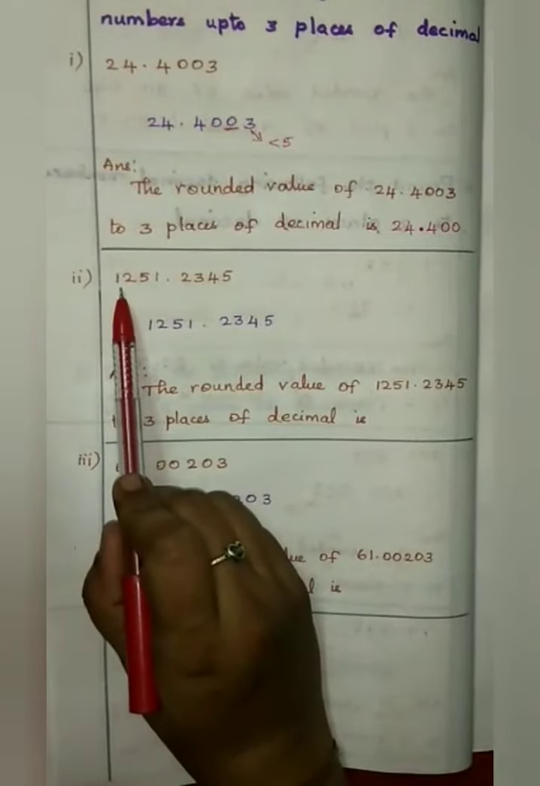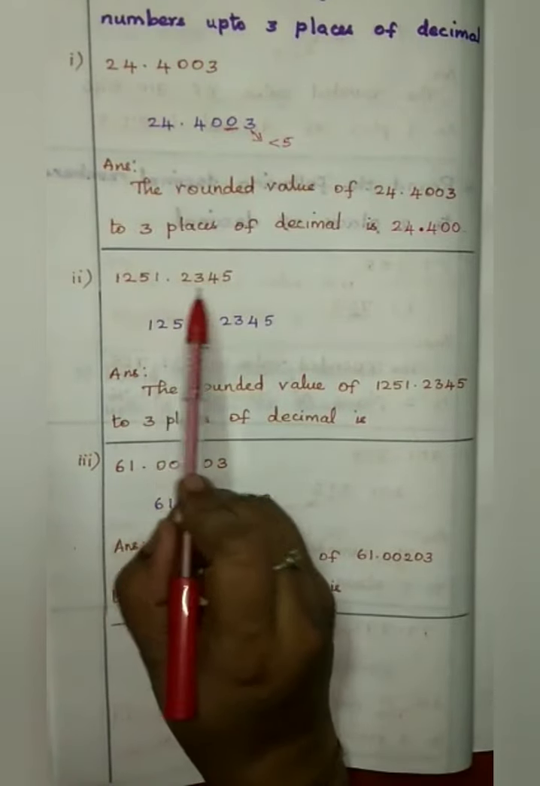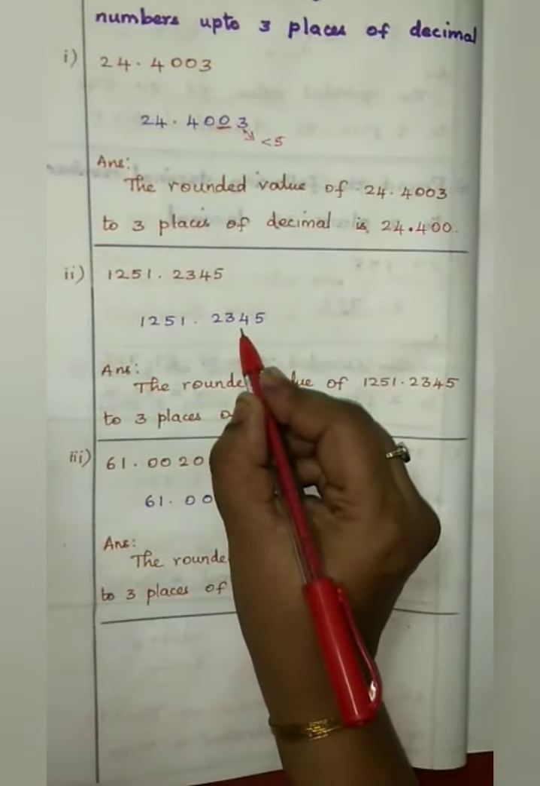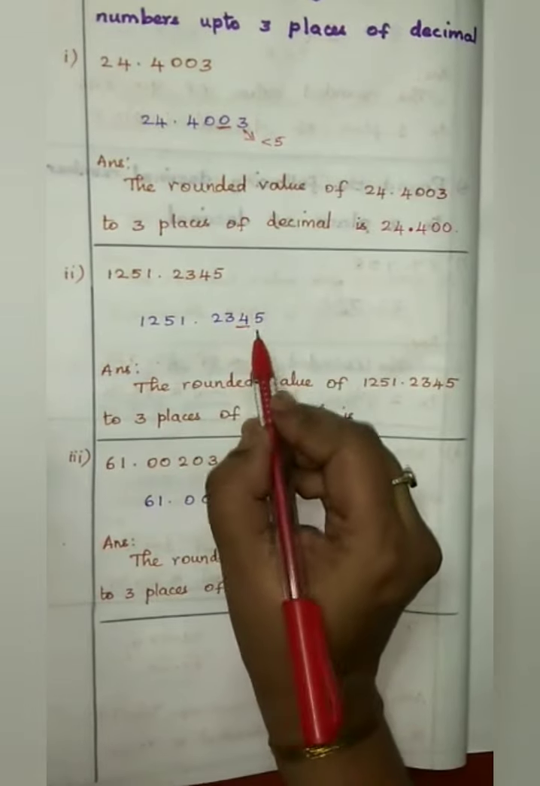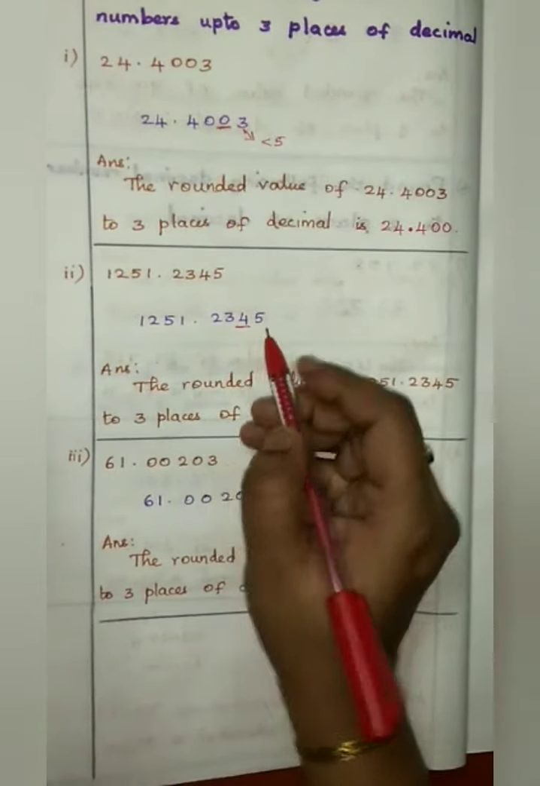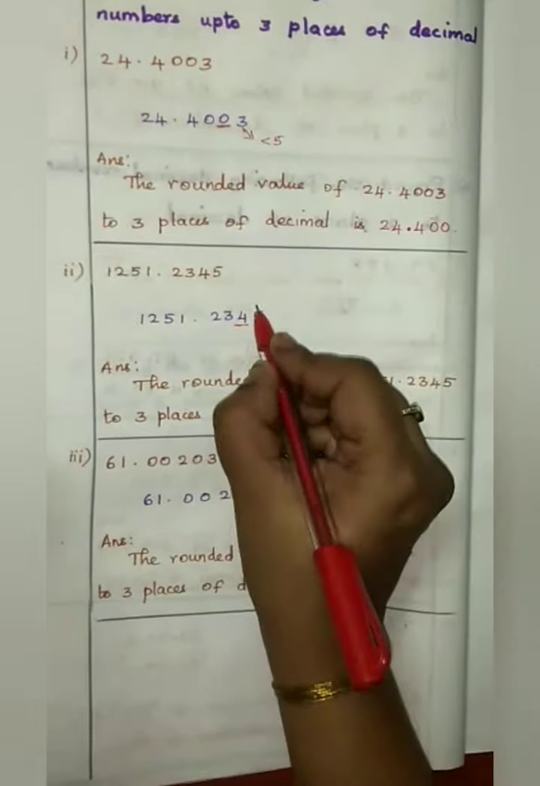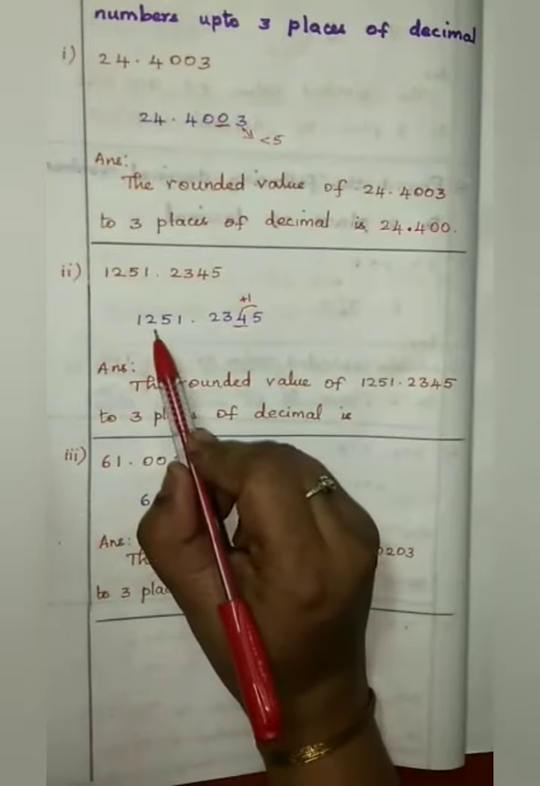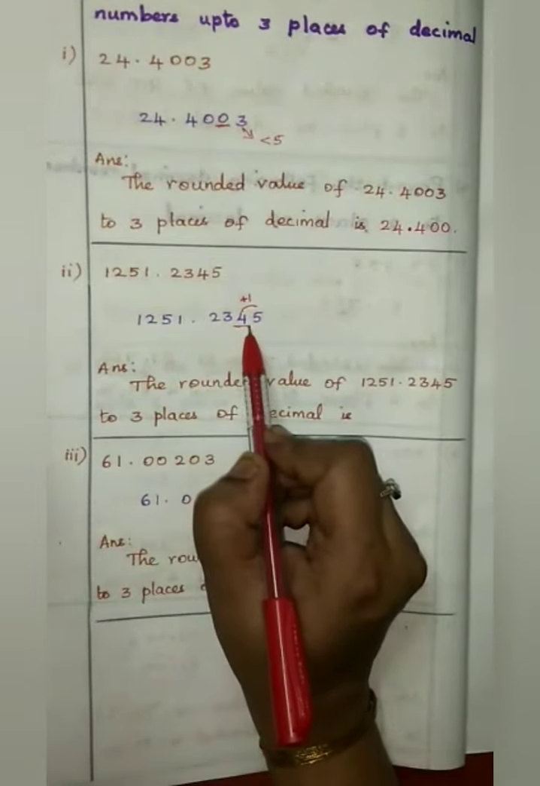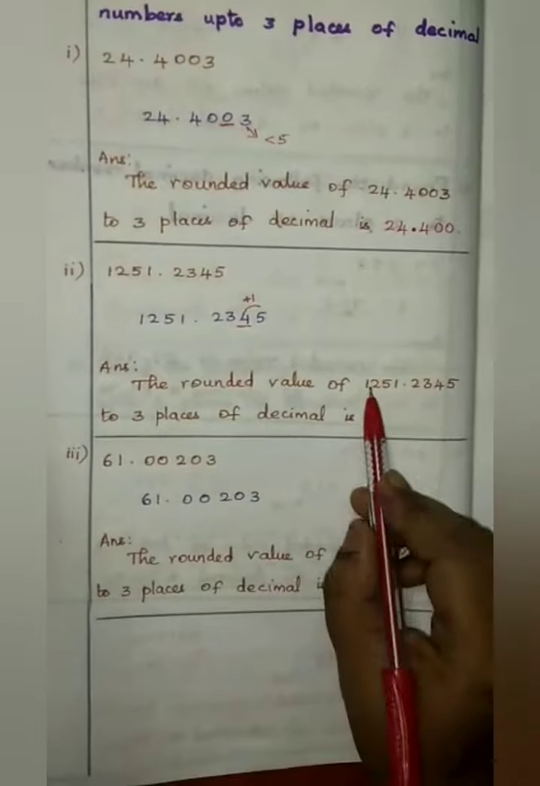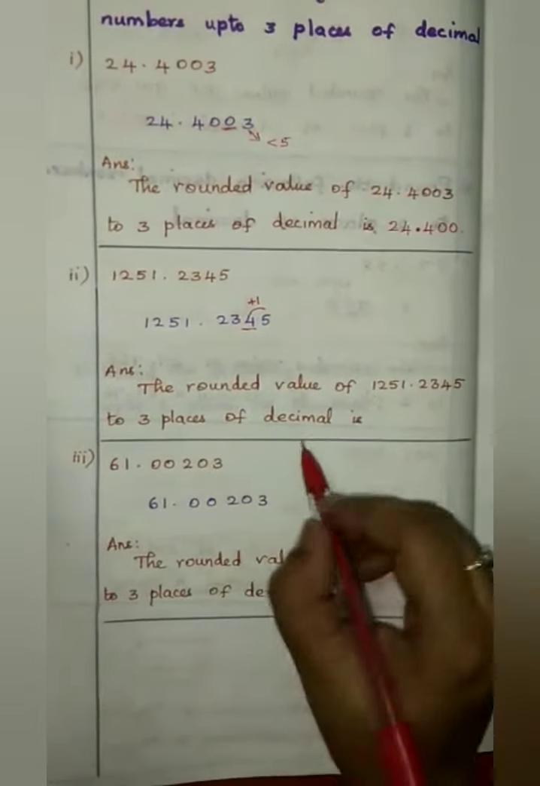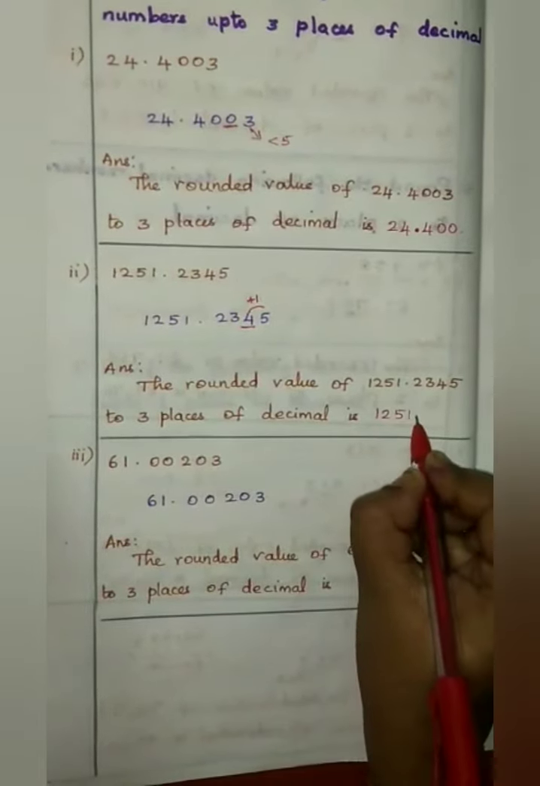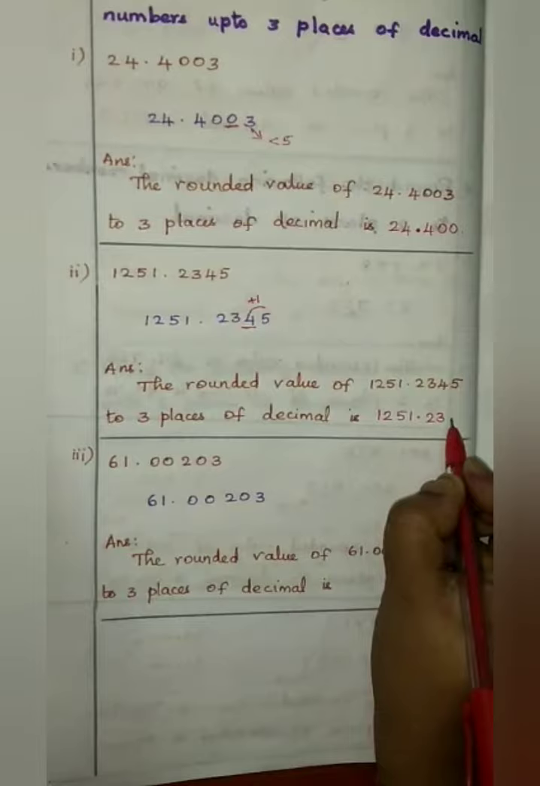Second subdivision, 1251.2345. First underline the digit in thousandth place. Here we have 4 in thousandth place. Look at the digit to the right of 4. We have 5. So add 1 to the underlined digit. So it becomes 1251.235. The rounded value of 1251.2345 to 3 places of decimal is 1251.235.